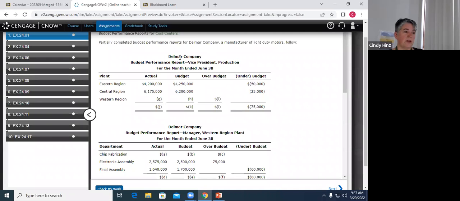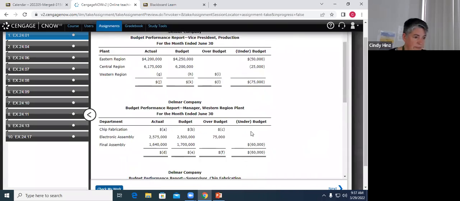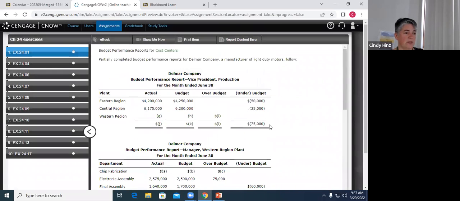And so as we're looking at the vice president of production, the over budget amount is 315,000. The under budget amount from the other two regions, so the Western region is the largest region in terms of cost, and it's the only one that's over budget. So the other two regions are both under budget, but not by enough to counterbalance the over budget amount from the Western region.